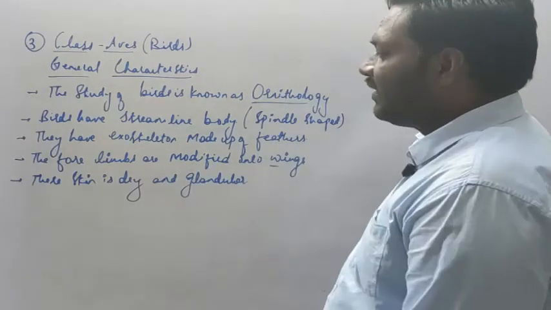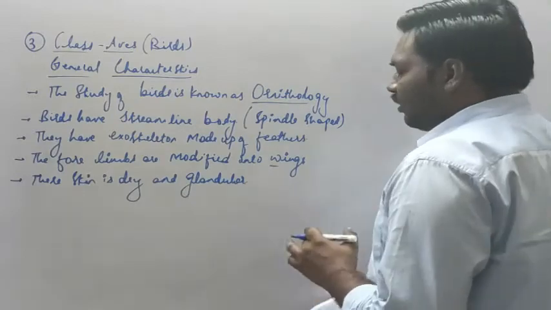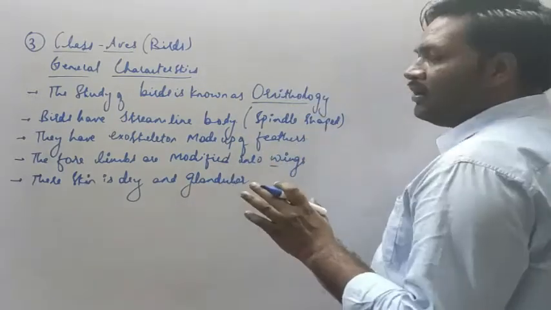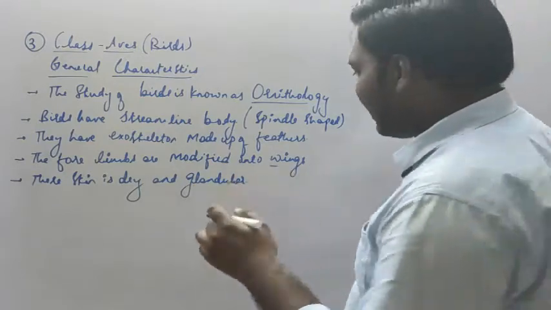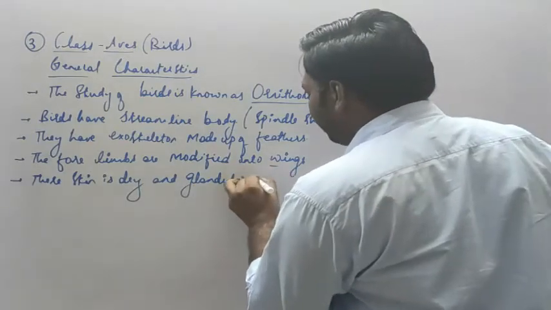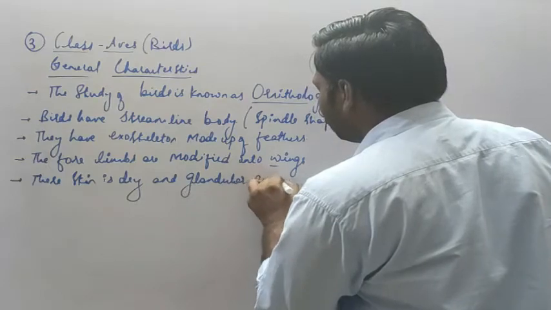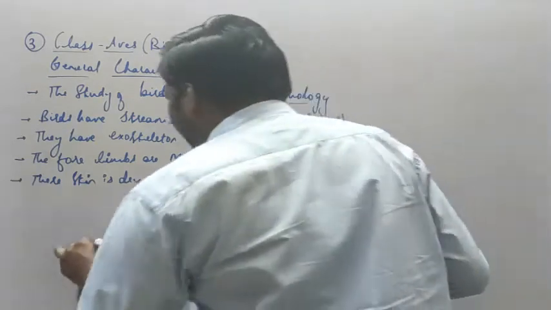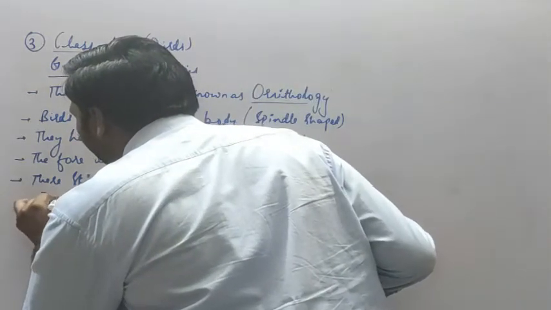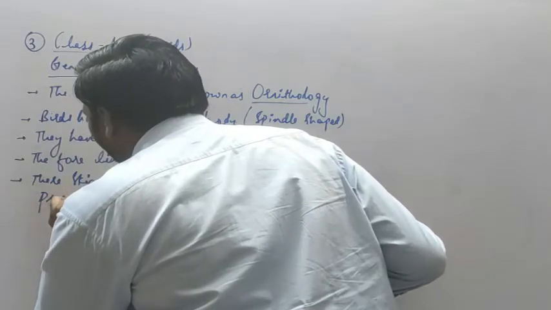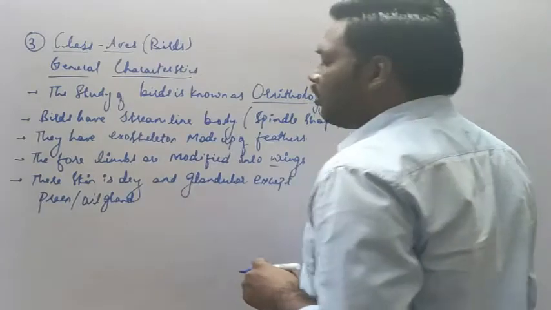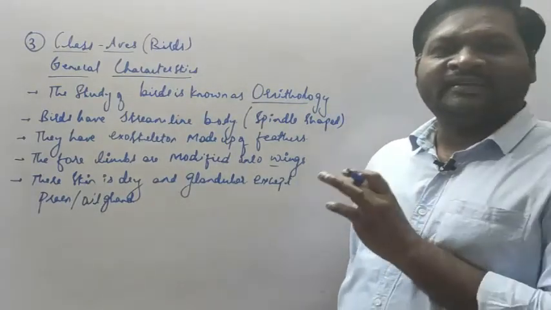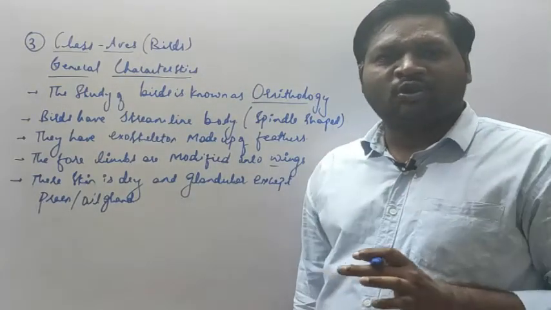Okay, their skin is dry and glandular, that means there is an absence of glands, but there is a single gland, there is an exception, except the preen or oil gland, which is present near the tail region. And what is the function of this oil gland?